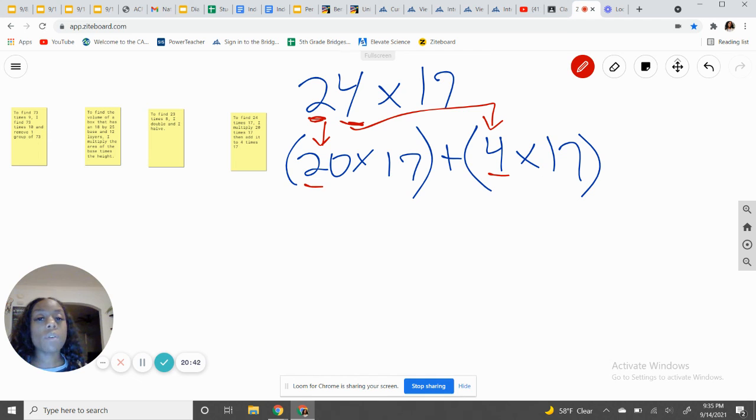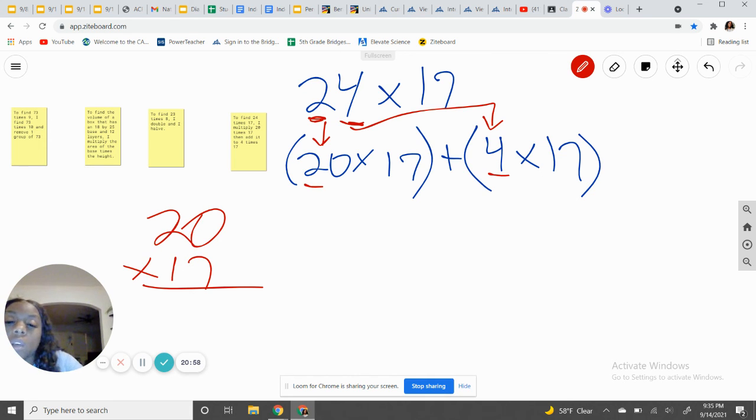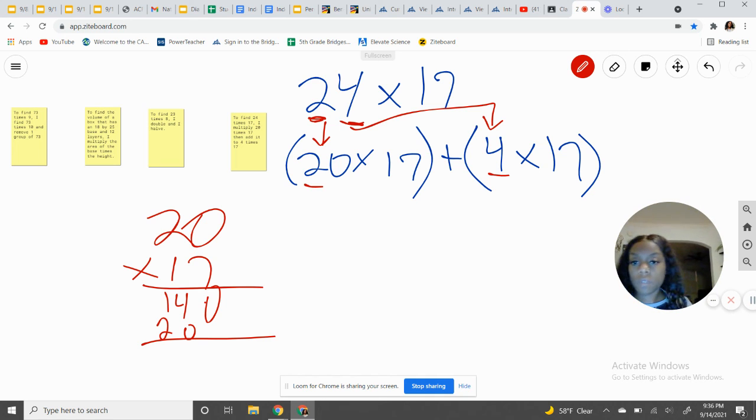So now we broke it out. So now let us solve. 20 times 17 is, we're doing it this way. 20 times 17. 0 times 7 is 0. 7 times 2 is 14. 1 times 0 is 0. 1 times 2 is 2. So then we've got to add this up. So we've got 0, 4, and 3. 0, 4, 3, which is 340.